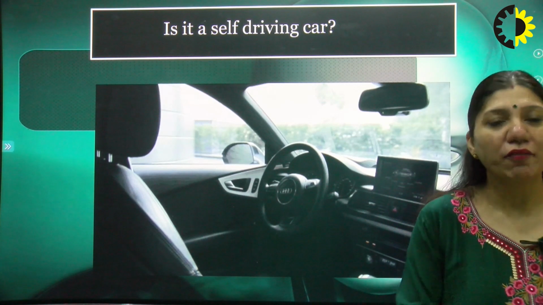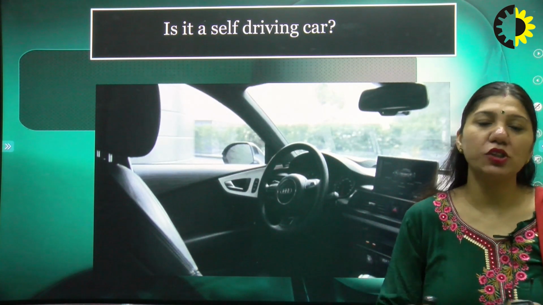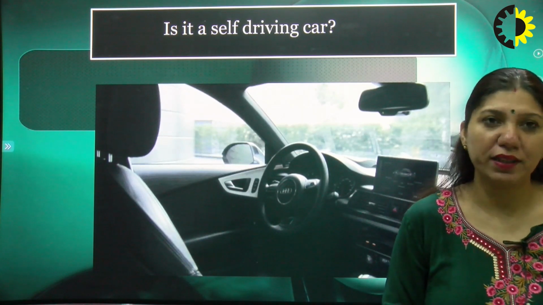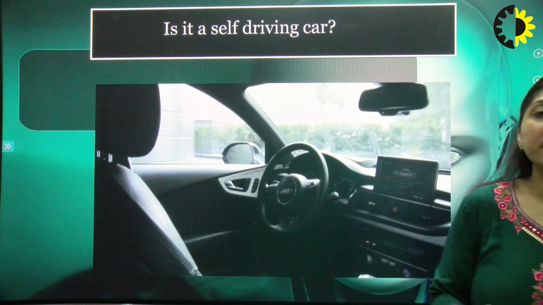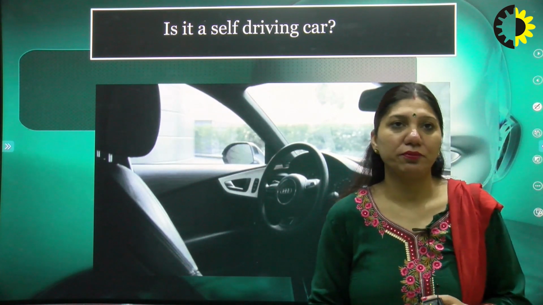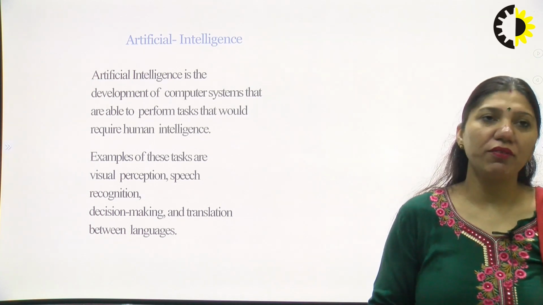That means a self-driving car, instead of a normal car, needs proper training, isn't it? So having a self-driving car is not an easy task. It will need typical training on that data. So these were the examples of AI, the self-driving car and the robot.